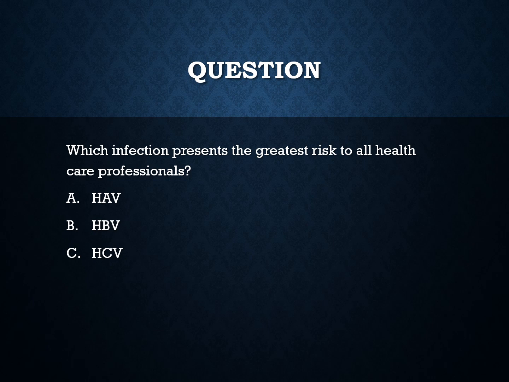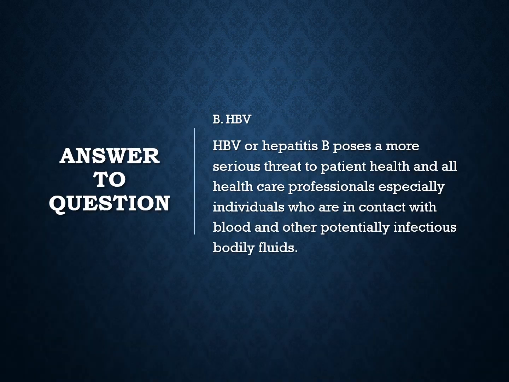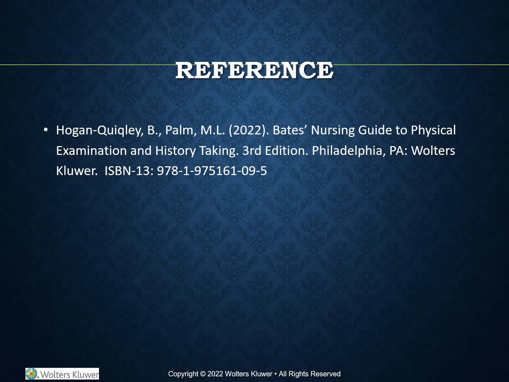This question asks, which infection presents the greatest risk to all healthcare professionals? A, hepatitis A, B, hepatitis B, or C, hepatitis C? The answer is B, hepatitis B. Hepatitis B poses a more serious threat to patient health in all healthcare professionals, especially individuals who are in contact with blood and other potentially infectious body fluids. And that concludes our GI lecture.